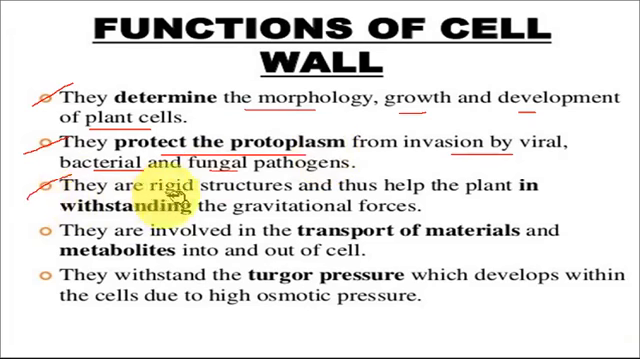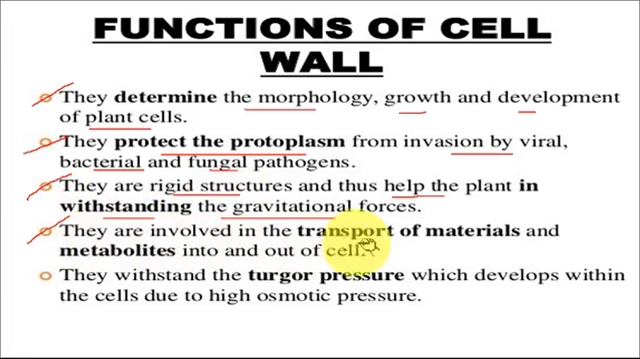The third one is they are rigid in nature. So these are rigid structures, and thus help the plant in withstanding the gravitational forces and other physical forces that arise. That is, the plant remains intact just because of the rigid nature that has been provided by the cell wall to the plant structures, plant parts.